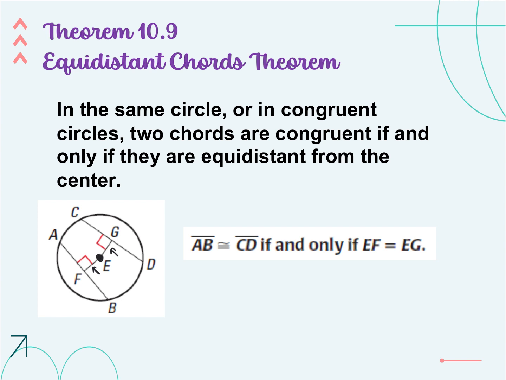So if AB is congruent to segment CD, if and only if EF and EG are equal. So these two have to be equal in order for those chords to be congruent. So again, if and only if. So there's only one thing that needs to be met, and then after that, they will be congruent.